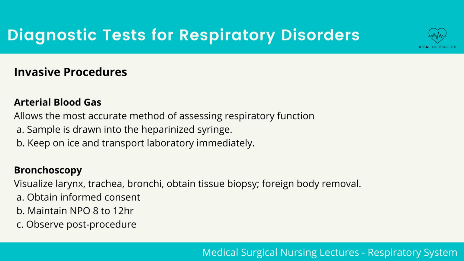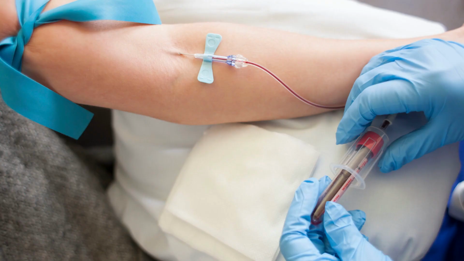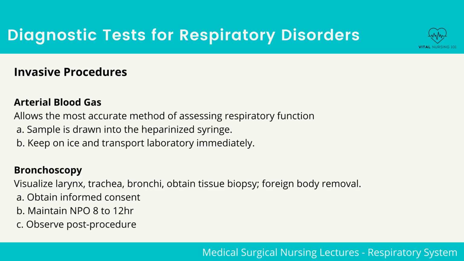In this video, we will continue to learn about the invasive diagnostic procedures and nursing actions you must know for exams. Let's start with ABGs, which are arterial blood gas. ABGs are established with arterial puncture or arterial line. This test allows the most accurate method of assessing respiratory function. Important nursing considerations include the following.